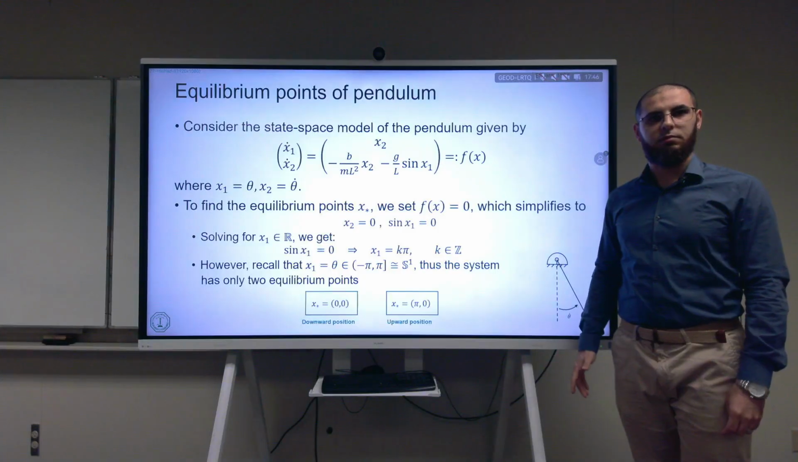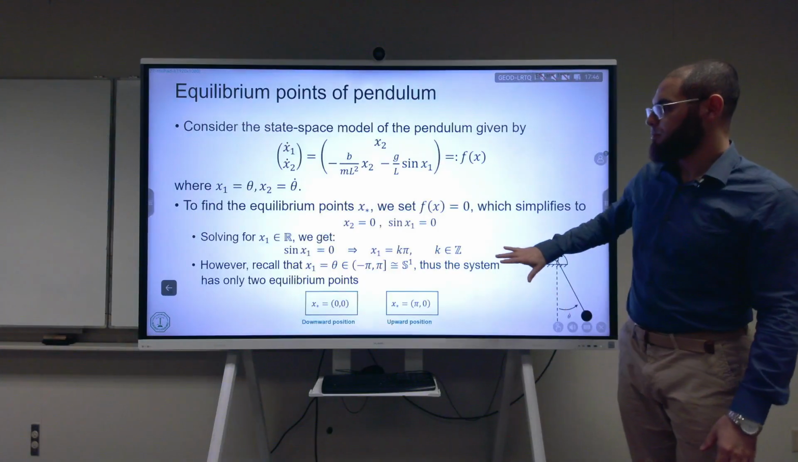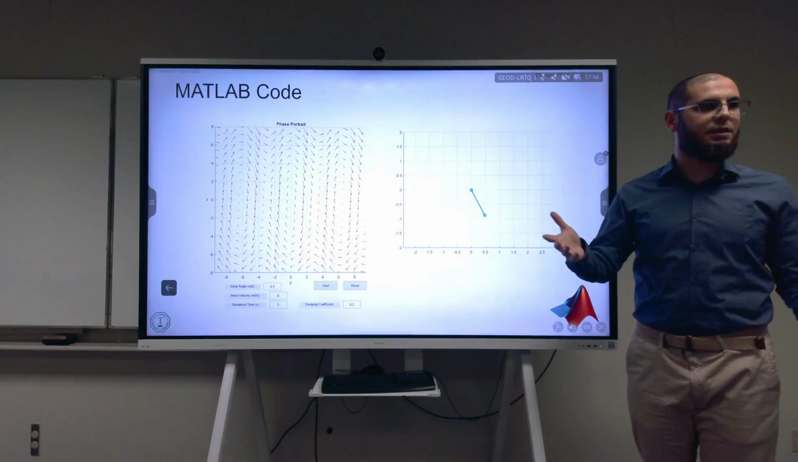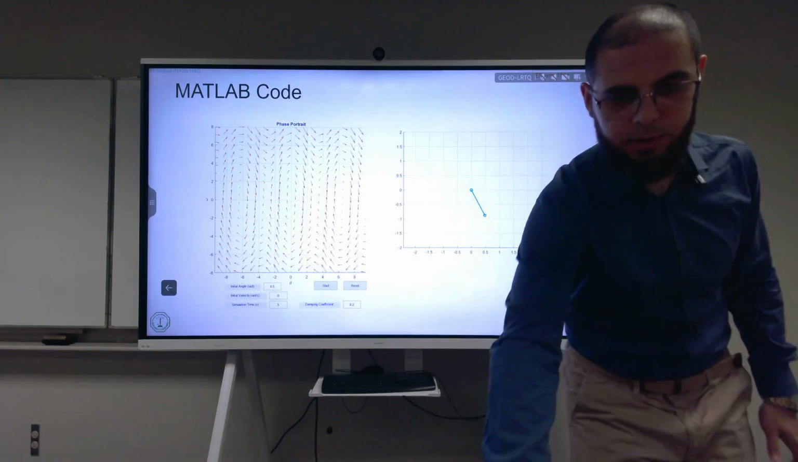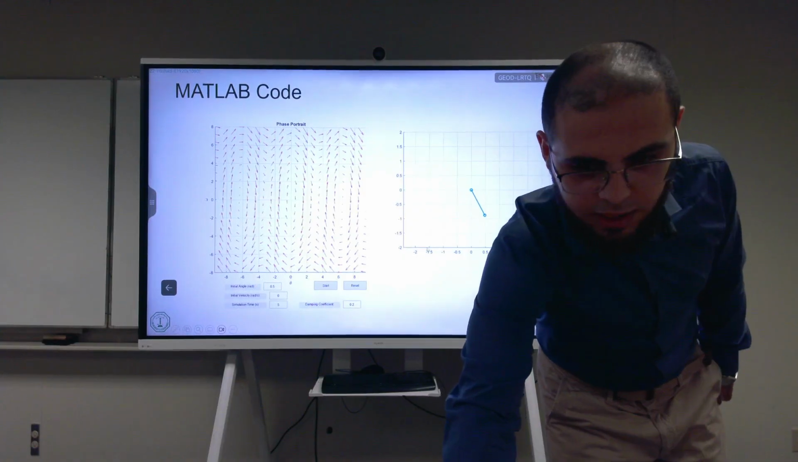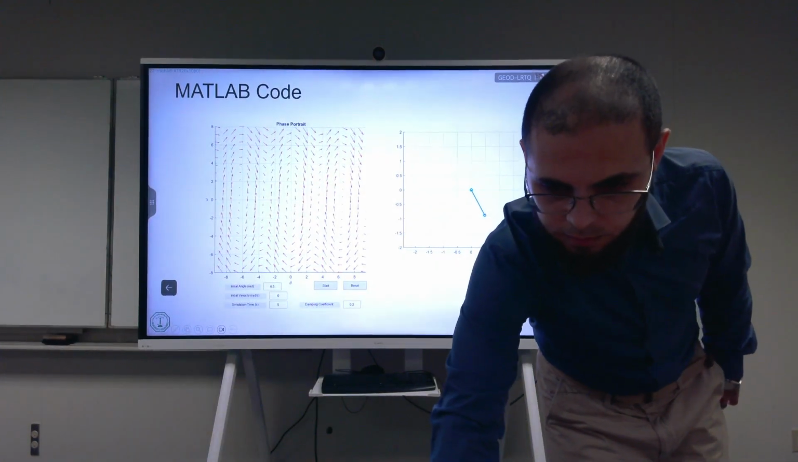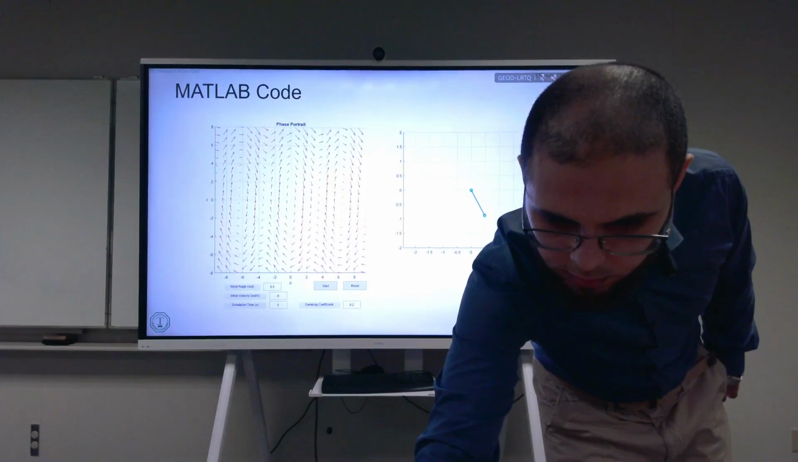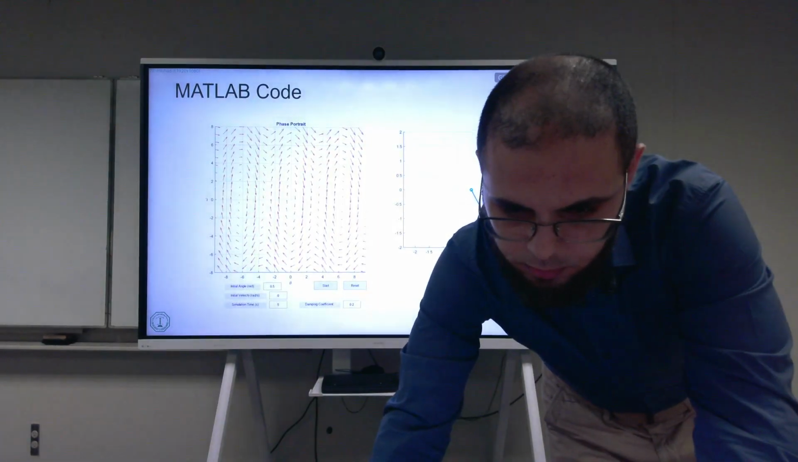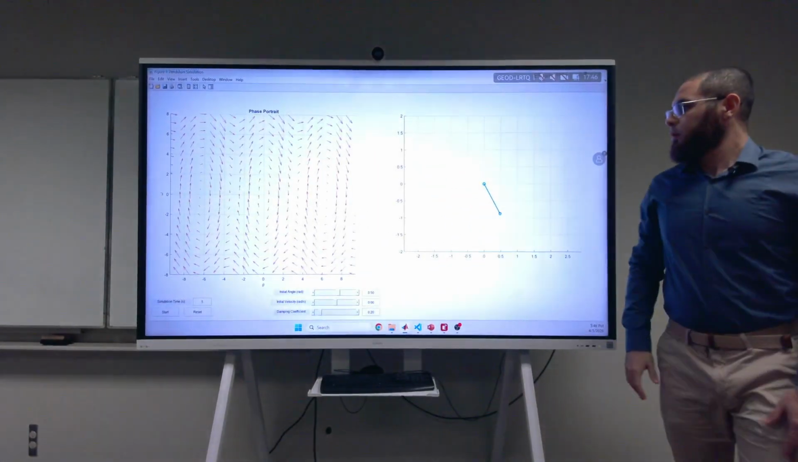Clear what it means? Clear for everyone? So let's take this example. Let's take this MATLAB code and just play around and see what happens. So we're just going to integrate the system and play around with it.